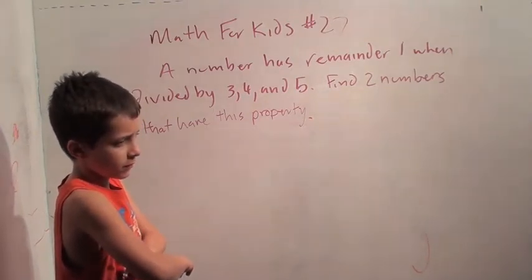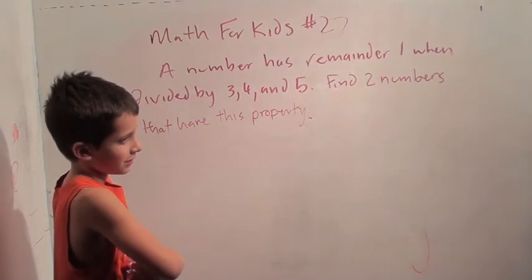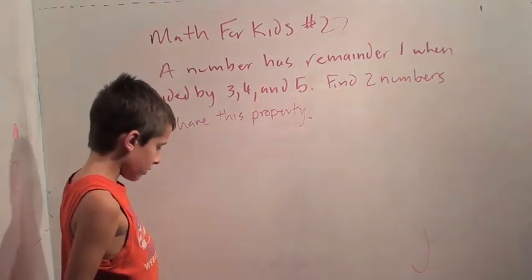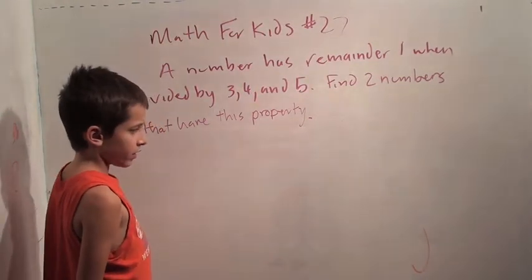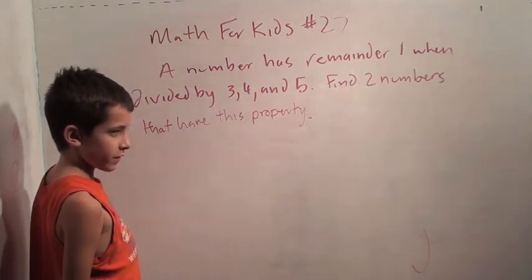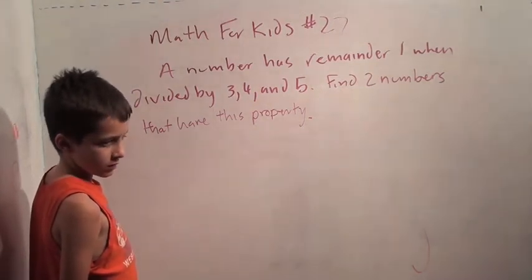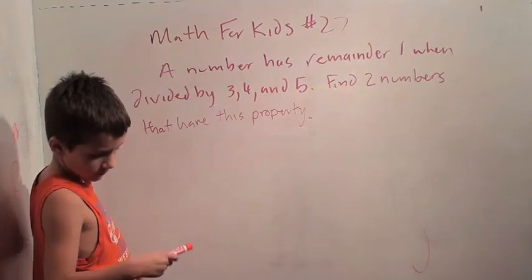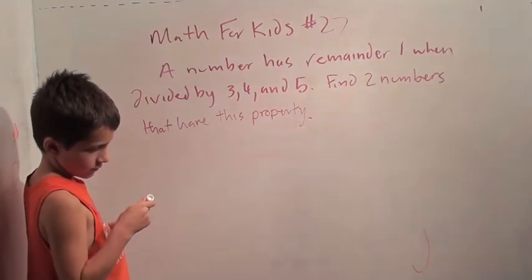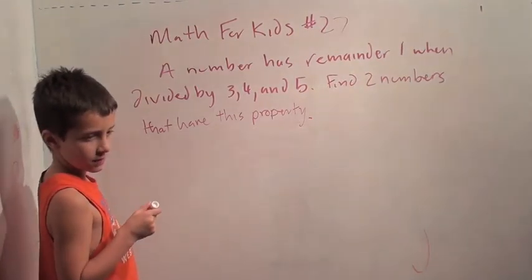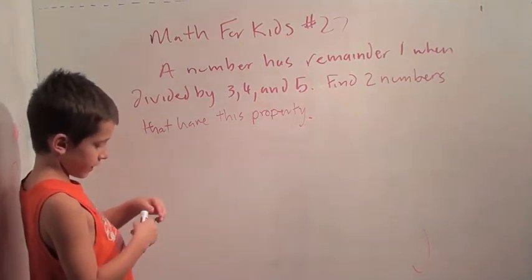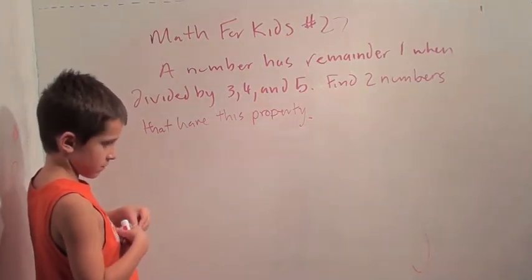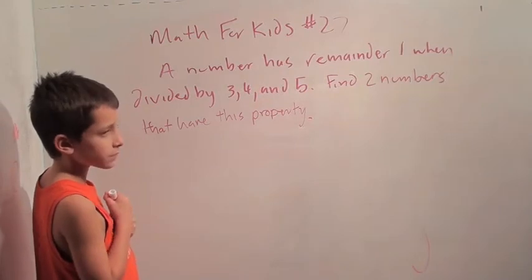What is 0 divided by 5? 5 times 0 equals 0, so 0 divided by 5 is 0. What is 0 divided by 3? 0 again. What is 0 divided by 4? 0 again. Okay, so what's the remainder when you divide 1 by 5?